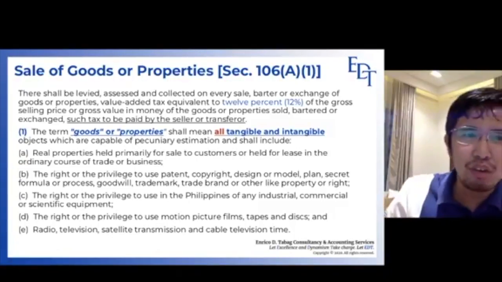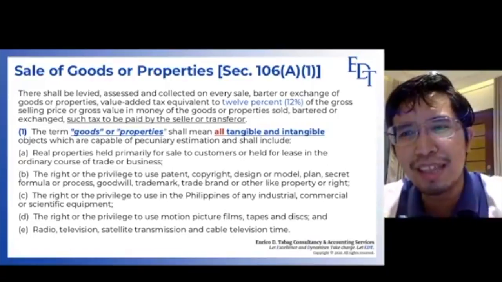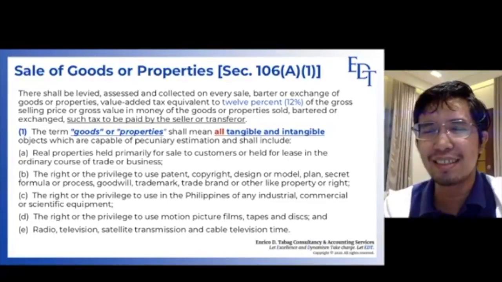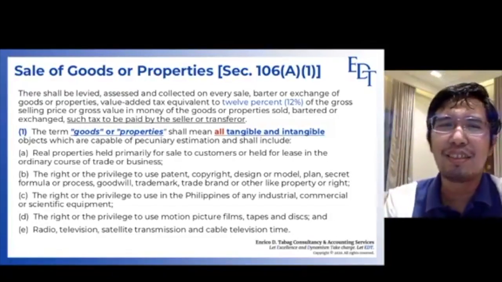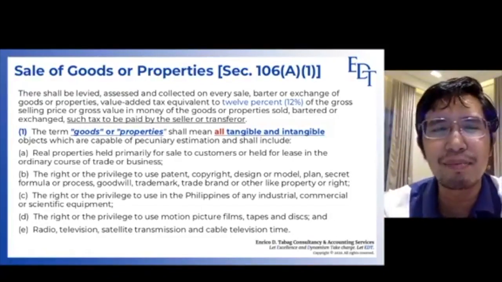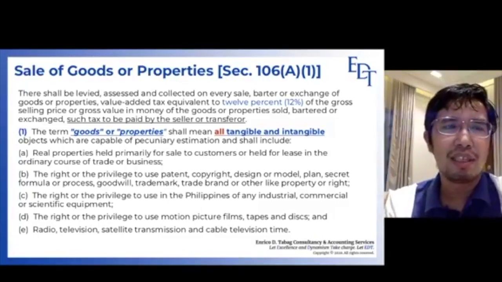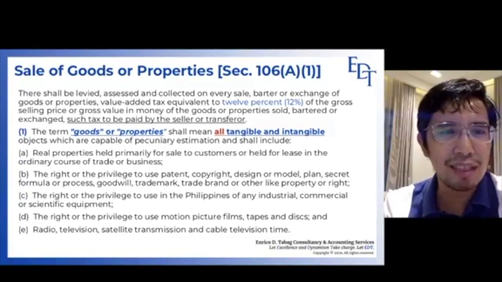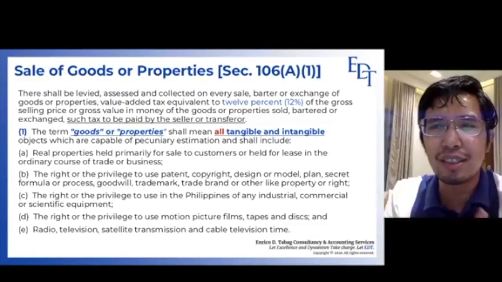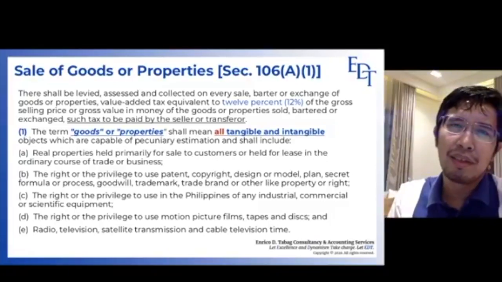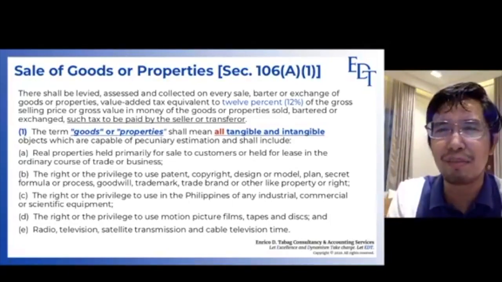Ano ba ibig sabihin nung capable of pecuniary estimation? Ibig sabihin, pwede mo siyang ibenta, may halaga. Okay? Kasi VAT ang topic natin, on the value added. So dapat capable of pecuniary estimation. And shall include real properties held primarily for sale. Kasi di ba paulit-ulit na nga tayo sa several videos natin, dapat the sale was made primarily in the ordinary course of trade or business.